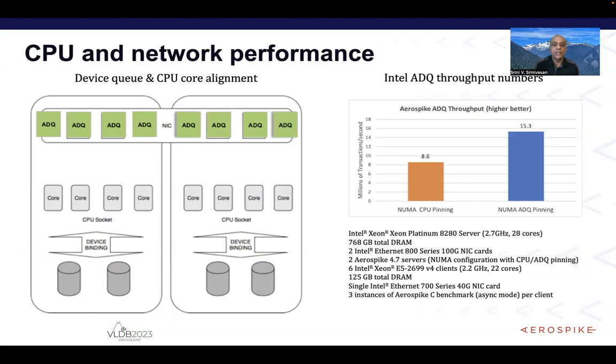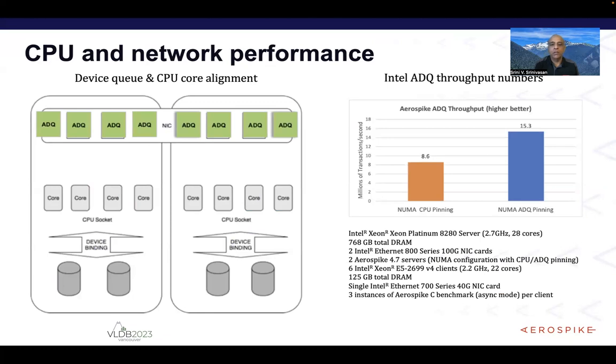We've written the code in C. We have multi-threading. We align the CPUs to the threads. We can do NUMA-based CPU pinning, but also we take advantage of additional advances in networks. For example, Intel released several years ago a network card which supports application device queuing, so we can align the network queue to the CPU and the thread. All of this means that we can pump more transactions per second.